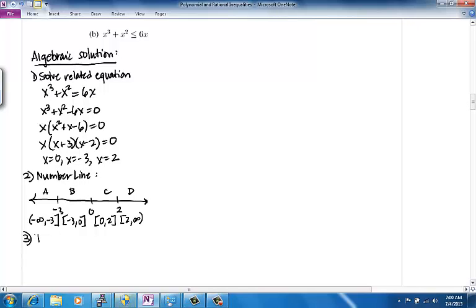And then we do our test. This time I'm just going to say I'm testing, I'm going to rearrange this into the factored form. So I'm going to have x plus 3 times x minus 2 less than or equal to 0. Because if I rearrange my inequality, I would subtract 6x from both sides. I'd have less than or equal to 0, and I can factor the other side. So this is what I want to test. And it's always nicer to test the factored form of the inequality instead of the original form.